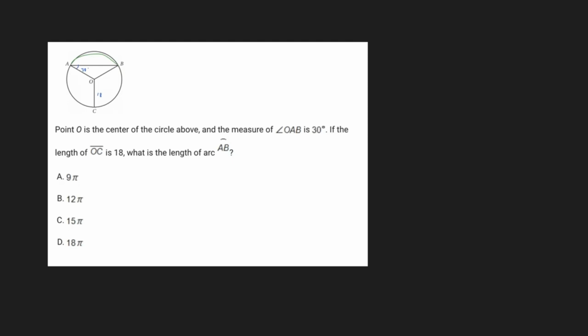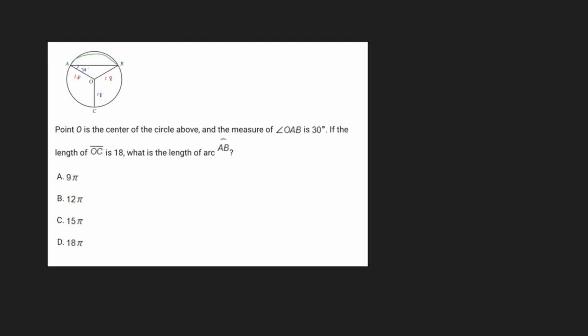And therefore, we know that the side length of AO is going to be 18. So let me write, it is 18, and the side length of BO is also 18. Now here's what's interesting, right? Because these two side lengths are equal, we know the angles opposite to them are also going to be the same.